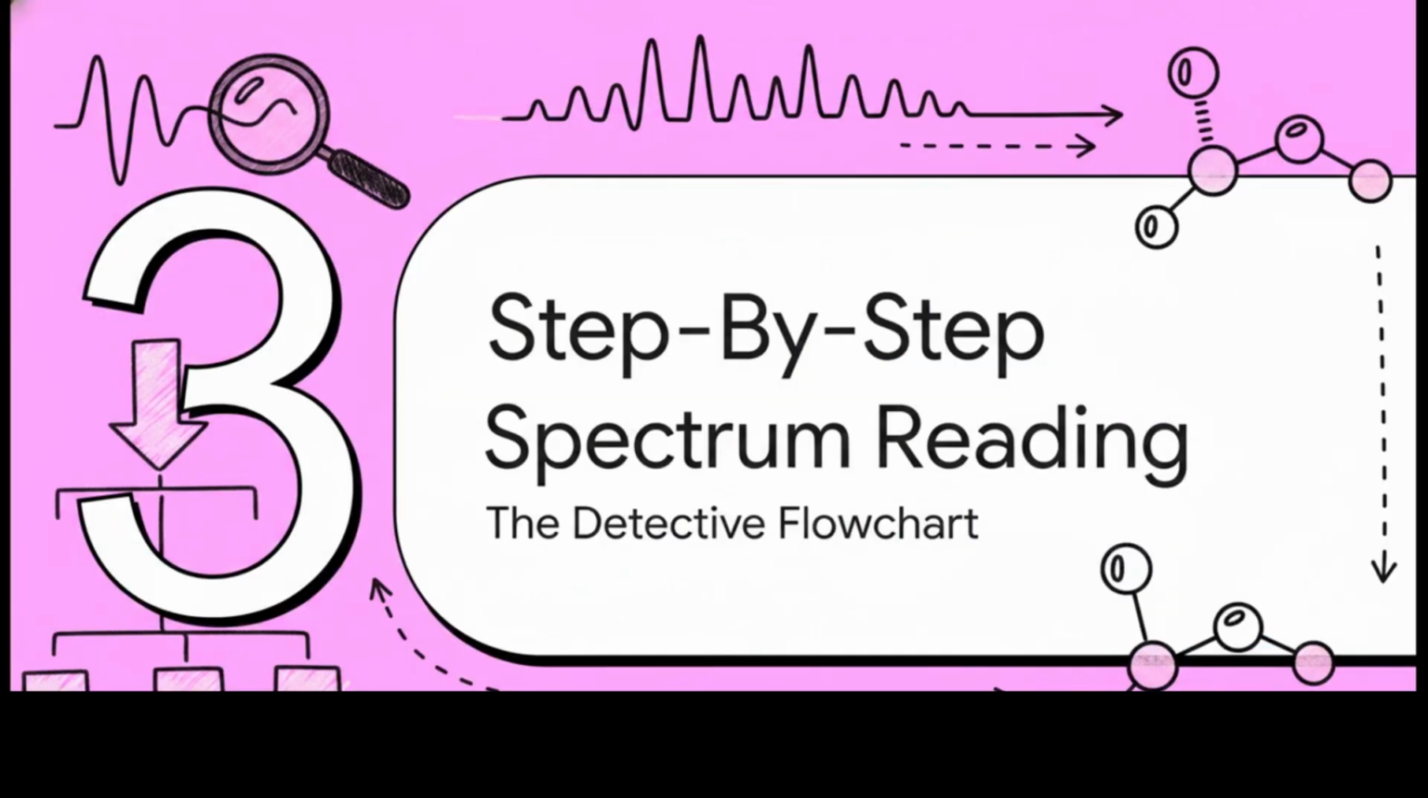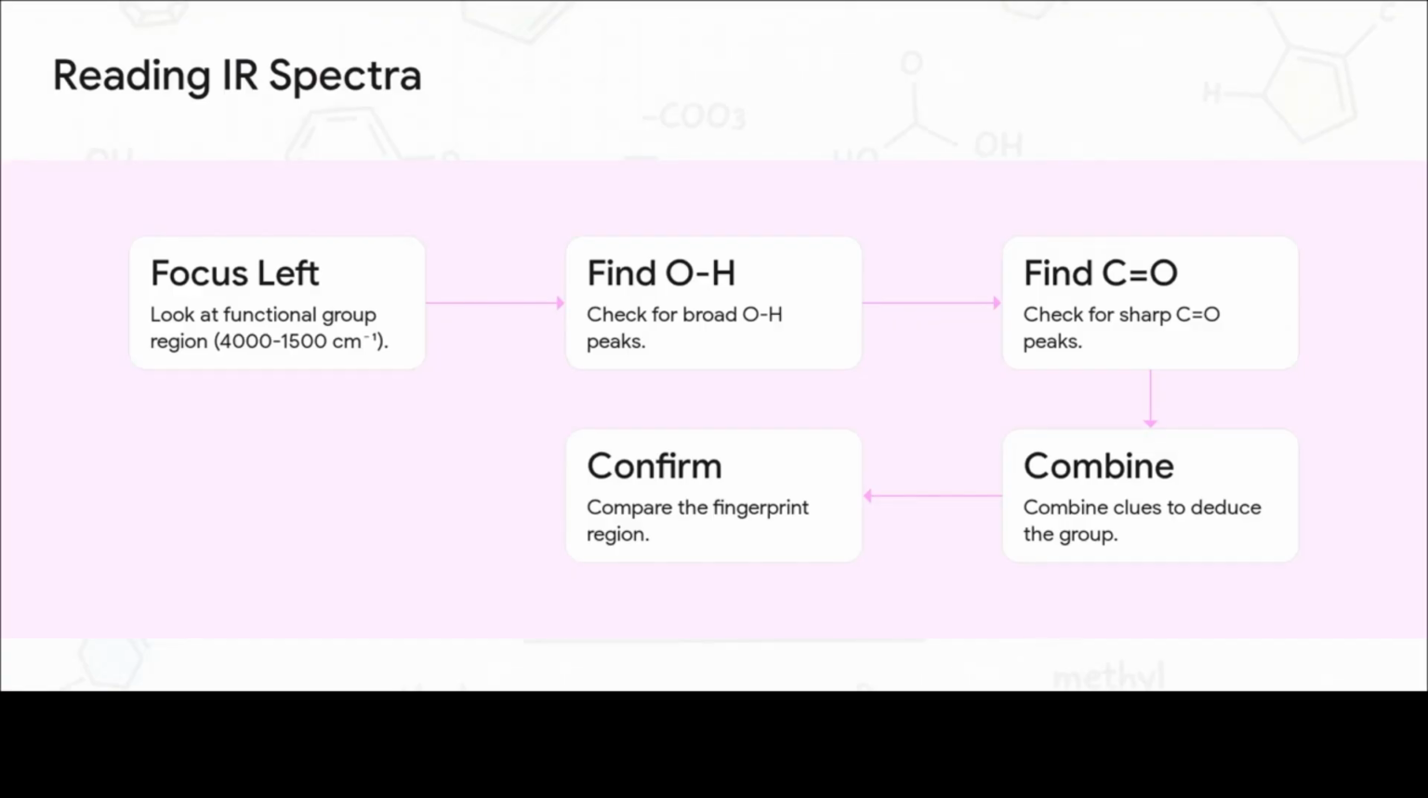Section 3, Step-by-Step Spectrum Reading. This is the detective's flowchart, where we build a reliable methodology for analyzing literally any spectrum they throw at you. By strictly following this logical flowchart every single time, you turn a chaotic, scary-looking graph into a super simple, unbeatable checklist. Step 1, only look between 4,000 and 1,500.